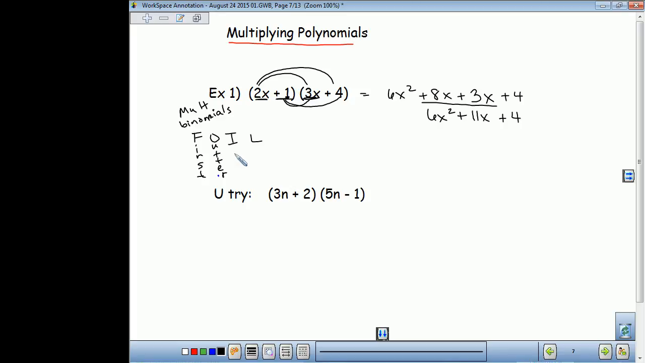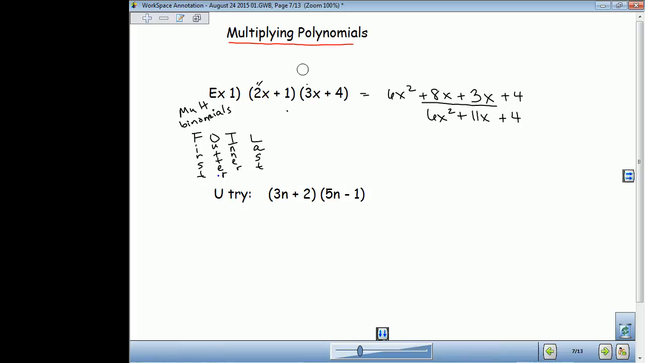I, what do you think it stands for? Inside or inner. Did we multiply the inside terms next? 1 times 3x. And L stands for last. Did we multiply the last term in this one times the last term in that one? 1 times 4 is 4. So that's a little mnemonic that helps you remember how to multiply binomials, but truly we don't need it because we're just distributing.